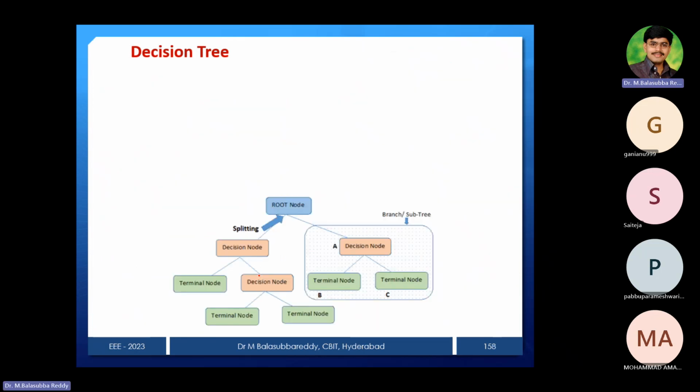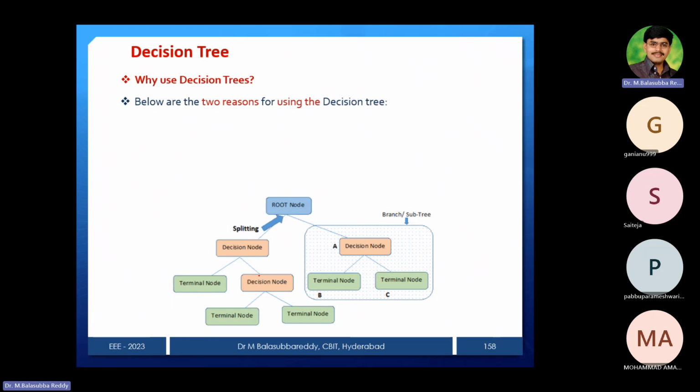Now, this way also you can split. That is, first the root node, then splitting based on your conditions. Decision nodes we have, and again further you can divide, terminal node, and then again decision node, and finally once it reaches the leaf node, we can stop it like that.